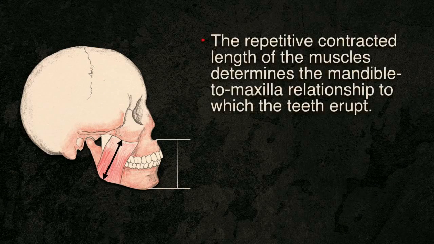So again, a couple other things. It is the repetitive contracted length of muscles that determines the maxilla to mandible relationship in which teeth erupt.